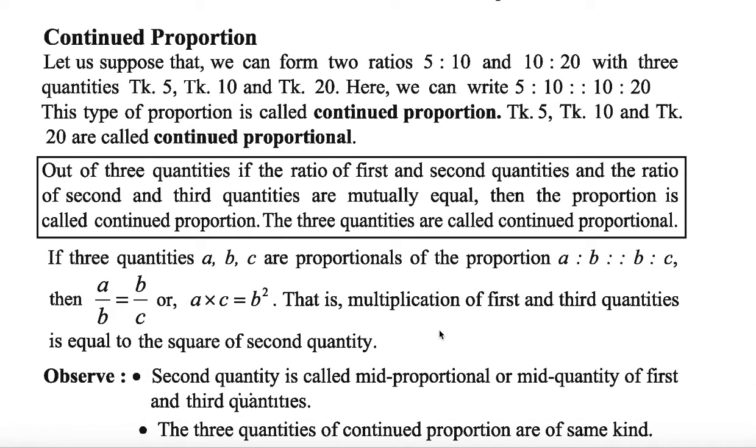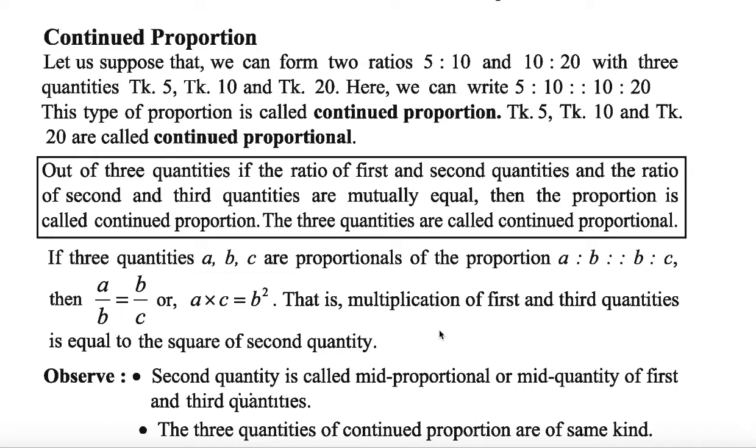Continued proportion. Let us suppose that we can form two ratios 5:10 and 10:20 with the three quantities 5, 10, 20. Here we can write 5:10 :: 10:20. This type of proportion is called continued proportion. 5, 10, 20 are called continued proportional.